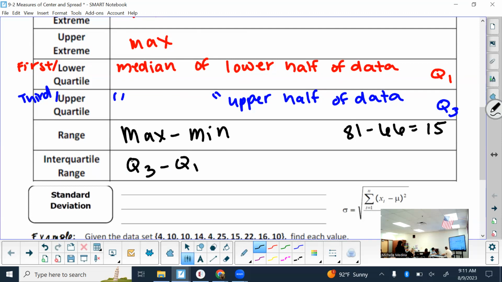You could have the minimum and maximum be really far away from the rest of the data, so it might be better to do the interquartile range instead.